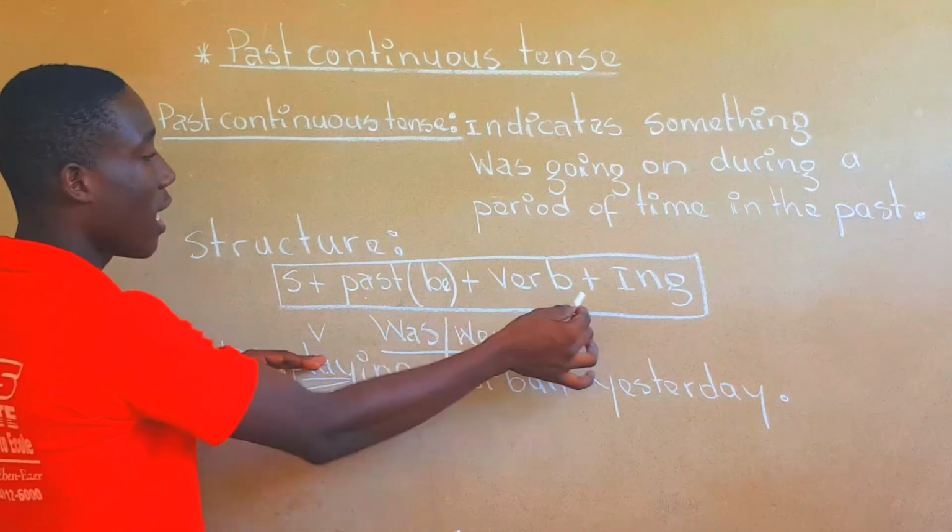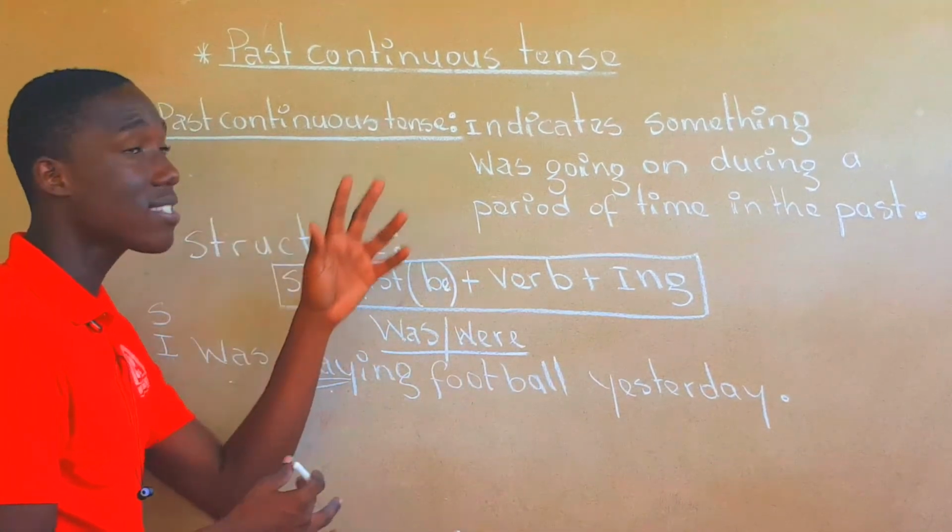And this is the verb and we add the ing form to form the past continuous.